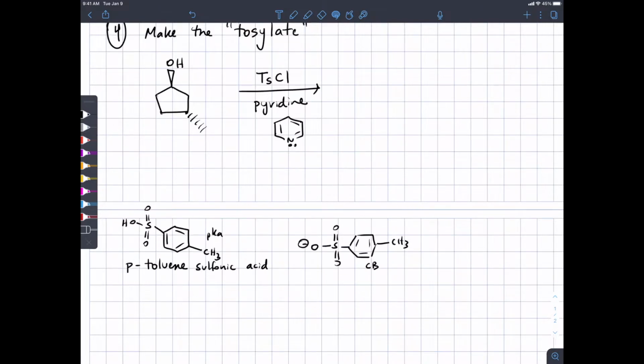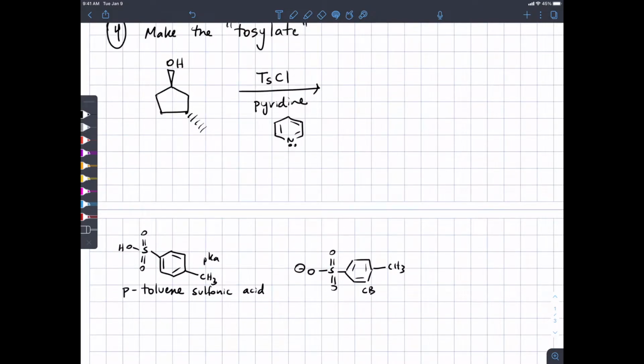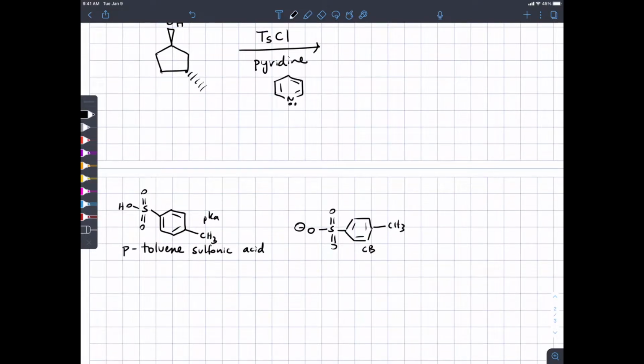I'm showing you the acid, not the chloride. Okay, that's all right. What I've drawn for you here is paratoluenesulfonic acid, which we'll abbreviate TsOH, and its conjugate base is the tosylate anion. The pKa of this acid is really low. It's like sulfuric acid. So just think of this as organic soluble sulfuric acid. It's a strong acid that we can use in organic solvent.